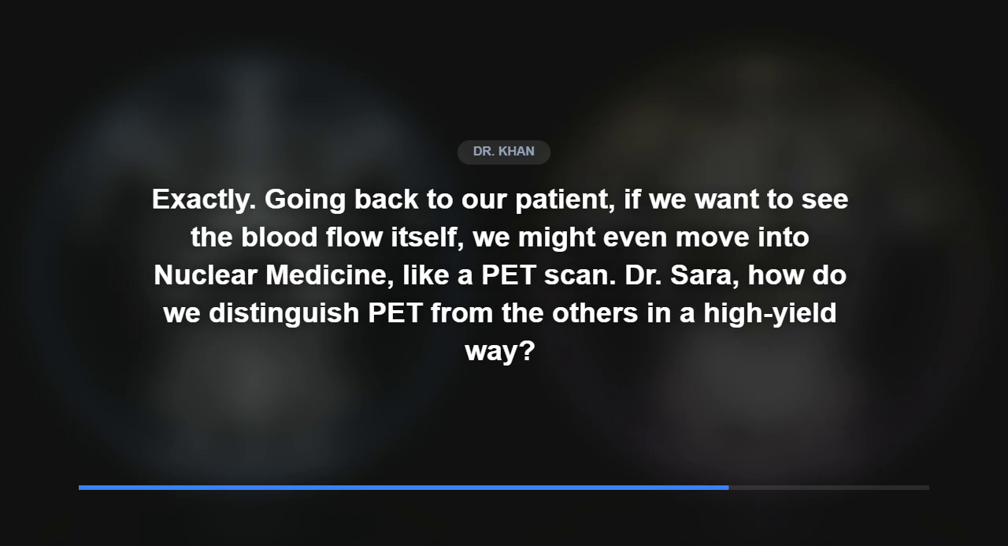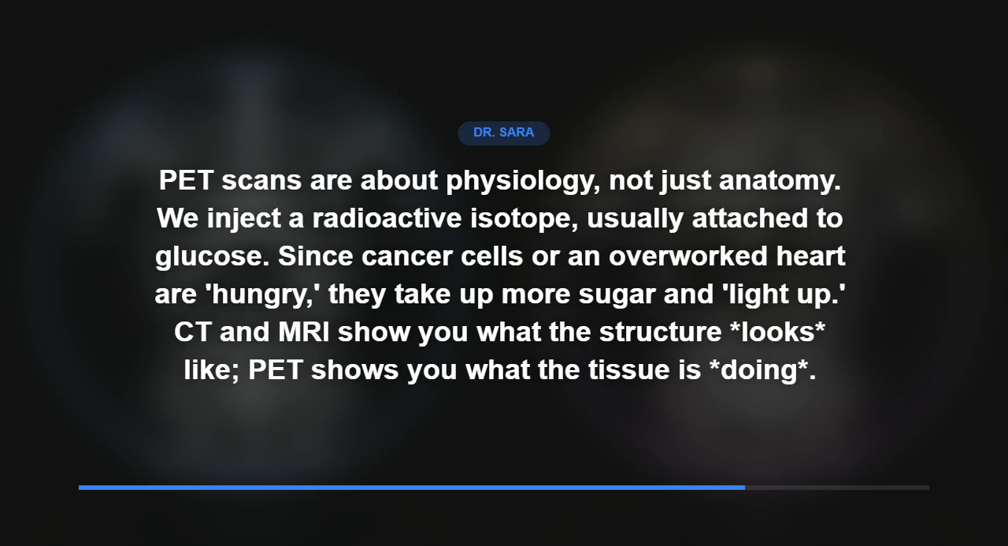Exactly. Going back to our patient, if we want to see the blood flow itself, we might even move into nuclear medicine, like a PET scan. Dr. Sarah, how do we distinguish PET from the others in a high-yield way? PET scans are about physiology, not just anatomy. We inject a radioactive isotope, usually attached to glucose. Since cancer cells or an overworked heart are hungry, they take up more sugar and light up.